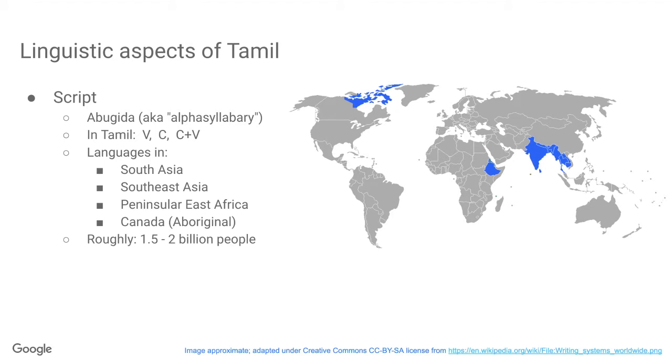Languages that use abugida scripts are across the world. In South Asia, most of the languages use abugida scripts, including most of the languages of India. In parts of Southeast Asia, languages such as Thai and Khmer. In peninsular East Africa and the Horn, languages such as Amharic. And in Canada, the Aboriginal languages. By my rough count, there are approximately 1.5 to 2 billion people who speak languages using abugida scripts.